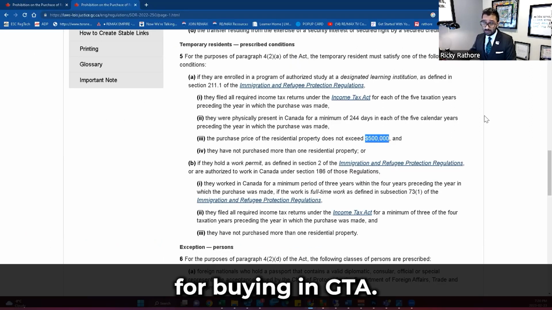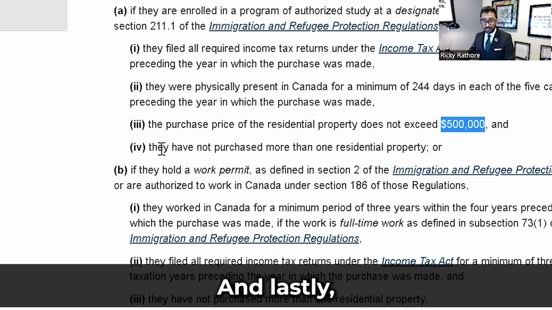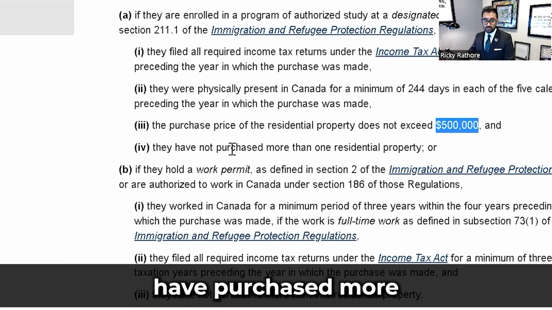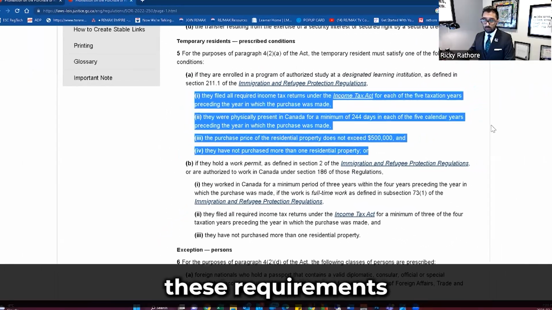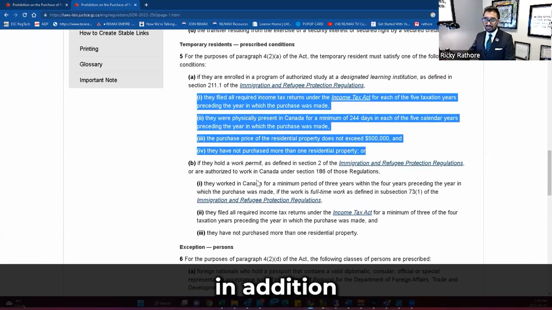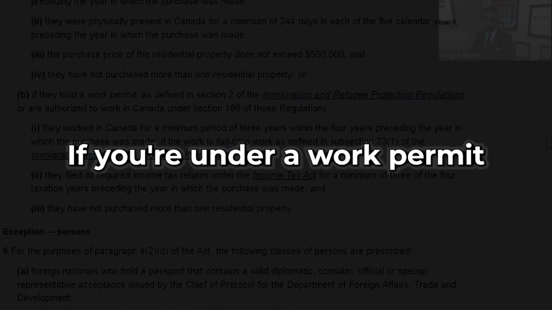If you're buying in the GTA, that really limits your scope. This may not be a valid exemption for you. And lastly, you cannot have purchased more than 1 residential property. All 4 of these requirements have to be fulfilled in addition to the institution qualifying. Now, the second exemption is if you're under a work permit.